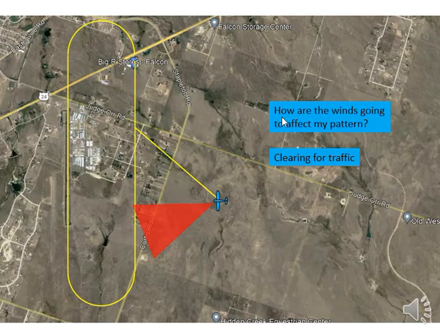All of that kind of stuff you should be ahead of the game on. So that's an example here. That's what we're doing. We're asking ourselves, even before we've turned our 45-degree entry leg, how are the winds going to affect my pattern?